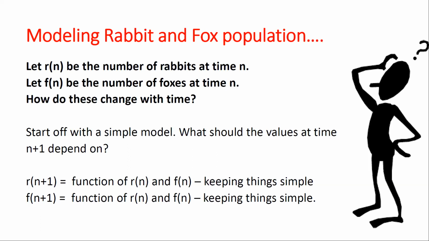Okay, so the comment was, we need to know how many rabbits are getting eaten by foxes. We can incorporate that into our model. What I'm saying is, do we need to know how many rabbits there were at time n-1 or n-2? Or is it enough to know how many foxes and rabbits there are at time n?